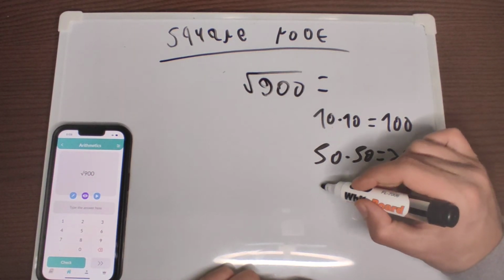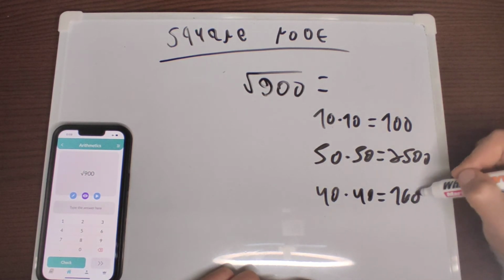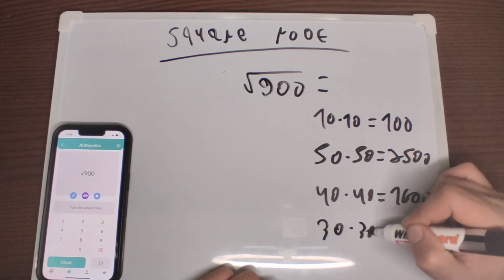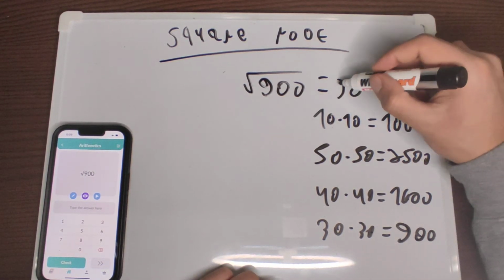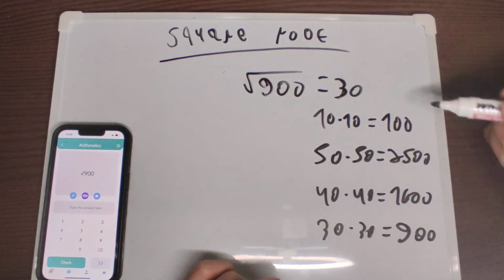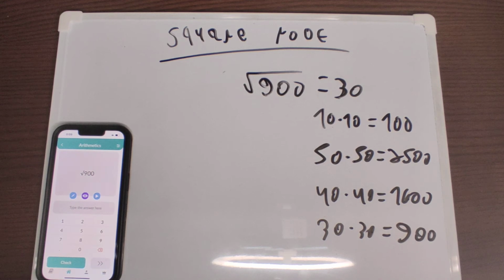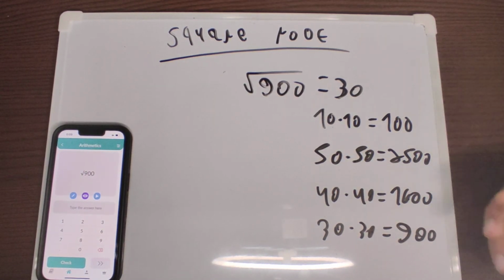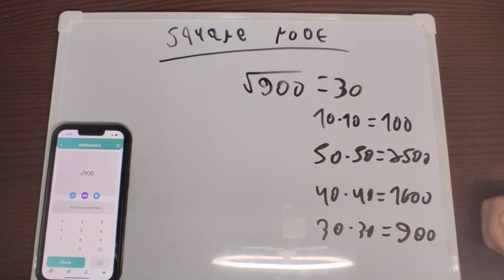So maybe, I don't know, 40 times 40 is 1,600. No. So maybe 30 times 30 is 900. Okay, so the square root of 900 is 30. So there is no good method, but we can work it out and try to figure it out in our head by doing these steps. This is the best method I can offer you.